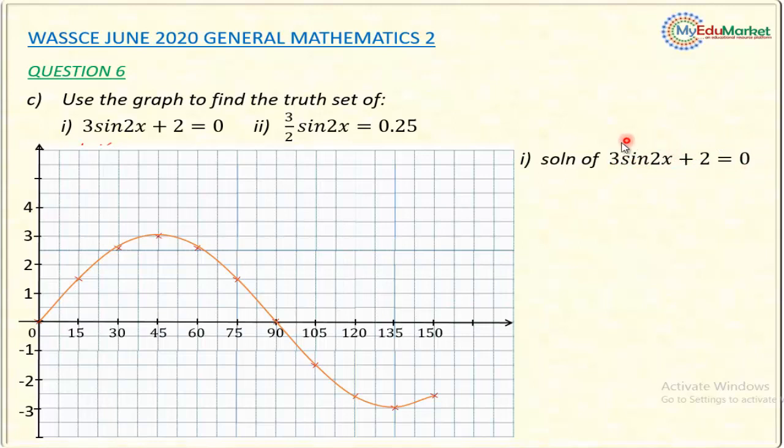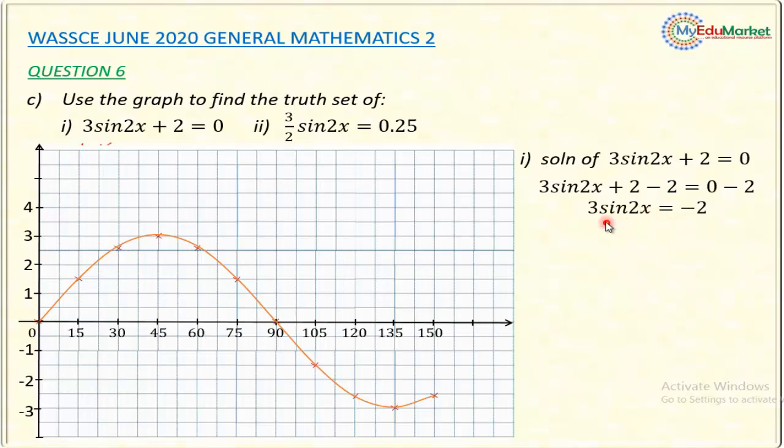So the left part is now exactly the graph that I have drawn. So let me make that modification. So 3 sin 2x plus 2 minus 2 equals 0 minus 2. It's just like adding my negative 2, so that this will cancel out. So I'm going to have finally 3 sin 2x equals minus 2.